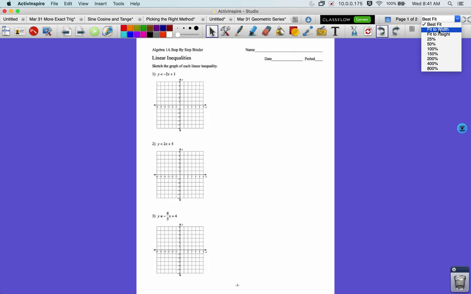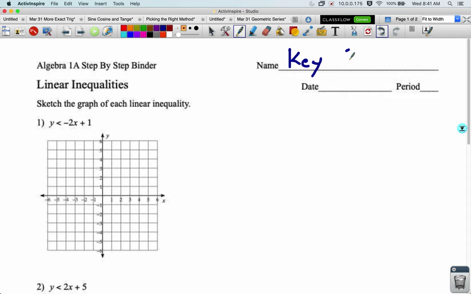Here we go. Put your name up there. Today I will be Key South. I'm recording this on the 1st. And write fifth or sixth period on there.